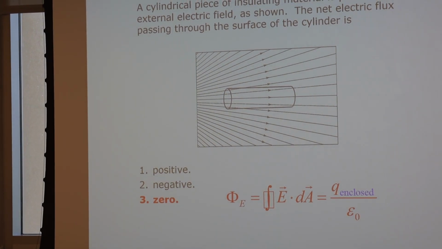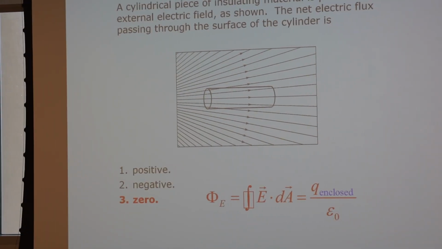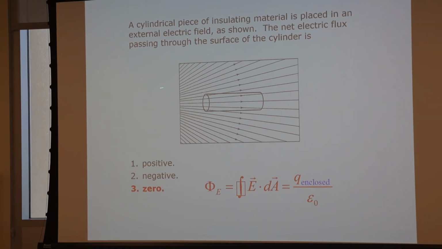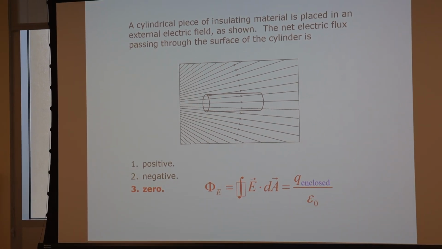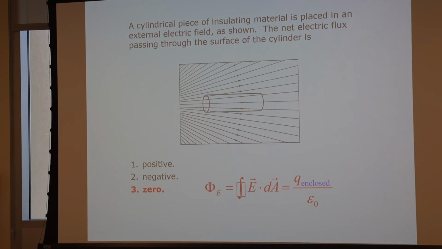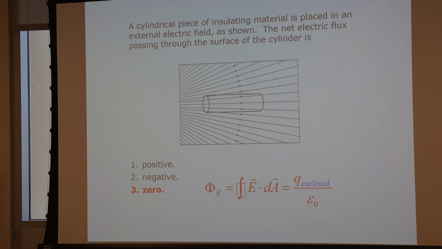The flux is the charge enclosed over epsilon 0. And because of the way that these E fields are situated, there's no charge, right? Because an E field line begins or ends at a charge, so there's no charges in here. There's charges over here somewhere, and over there somewhere, but there's no charges in that cylinder, so the flux is 0, okay? All right, that was fun.